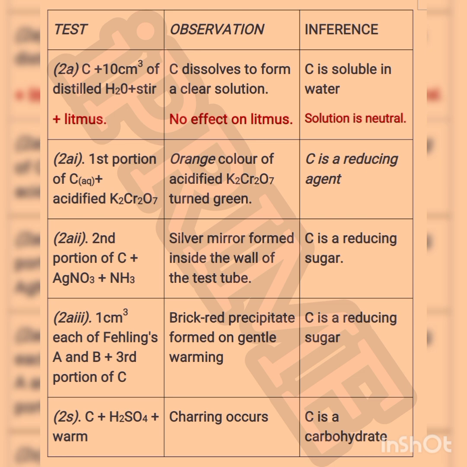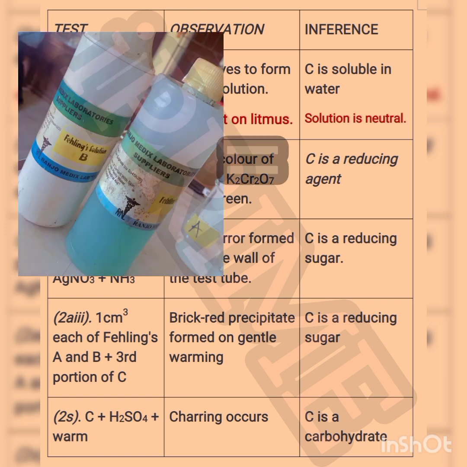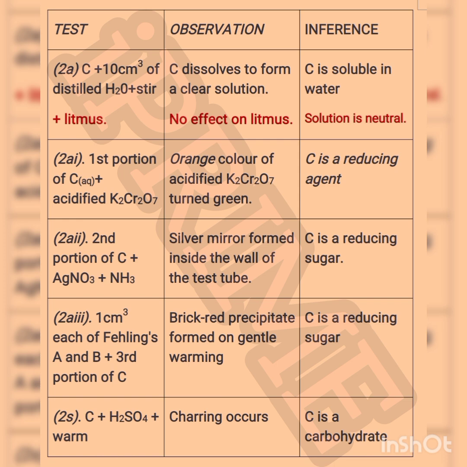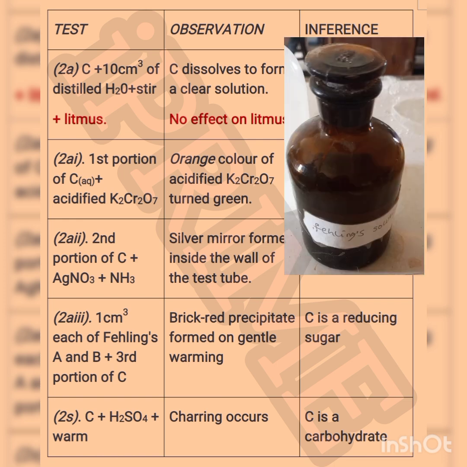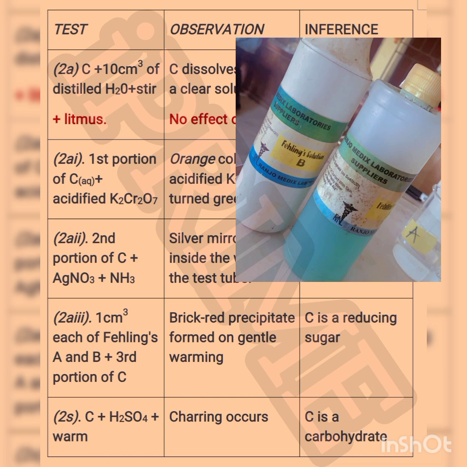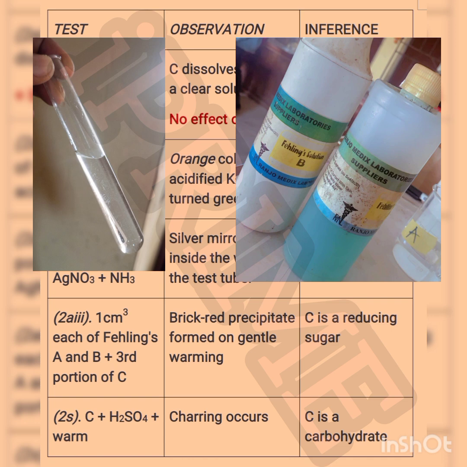That's the third portion of C, 2A3, 2A III. We have to add Fehling's solutions, Fehling's A and Fehling's B, 1 cm cube of each. Then we warm it. In some cases, you can have Fehling's solutions A and B already mixed together. In a situation like that, you just add the single Fehling's solution already mixed. Or if you are having them separate, you add Fehling's A, followed by Fehling's B, then you warm.